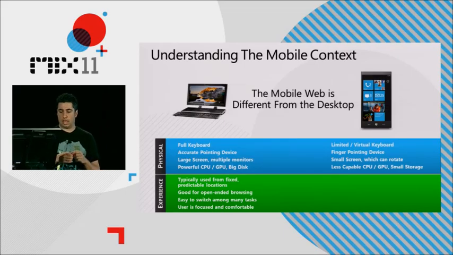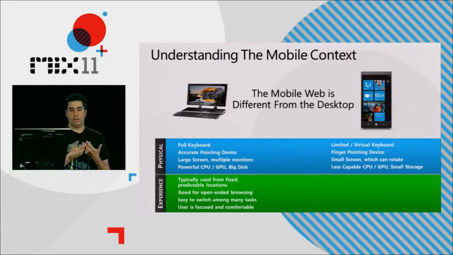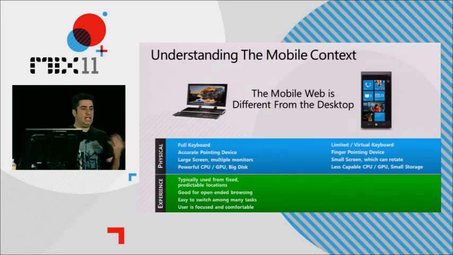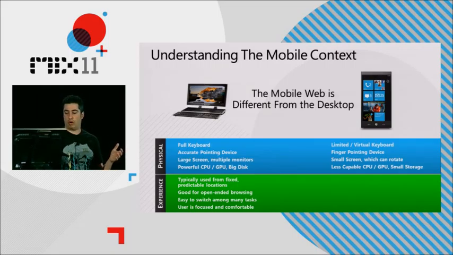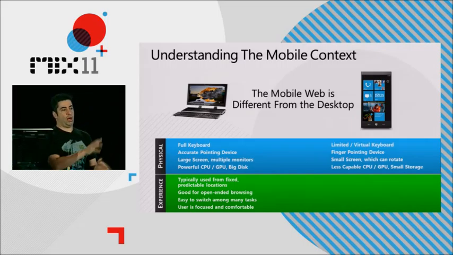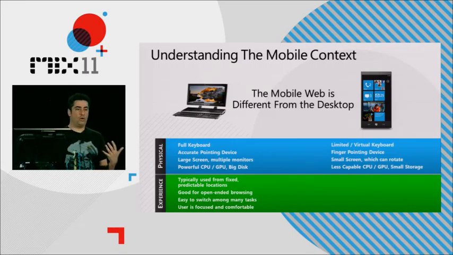Desktops and even laptops are typically used from fixed, fairly predictable locations, right? Even when you're using a laptop, you're usually sitting down somewhere. You're not typically walking around the street with your laptop out and typing, like you are with a phone. This leads to experiences that are good for things like open-ended web browsing, right? You've got nice big monitors, so you can easily switch among multiple tasks. I can have my spreadsheet open over here, my email open over here, and while one thing is doing something, I can switch to another window. The user is typically more focused, more comfortable with their surroundings.